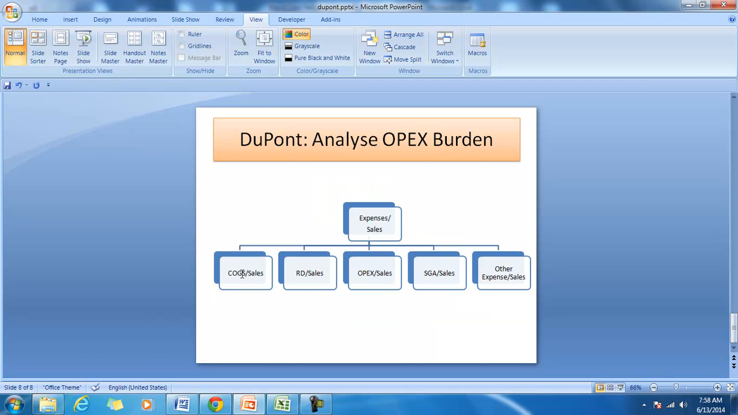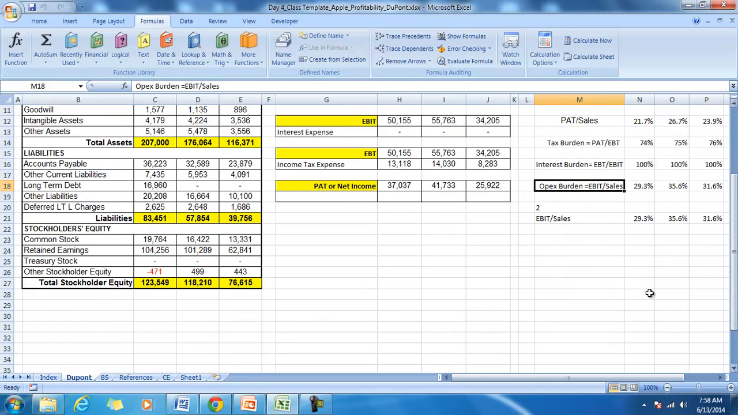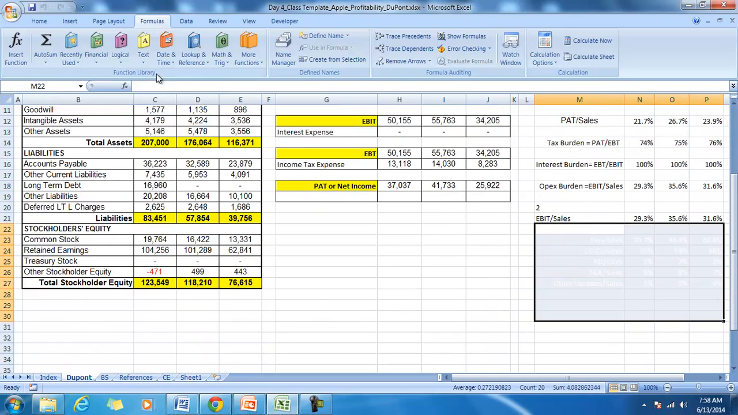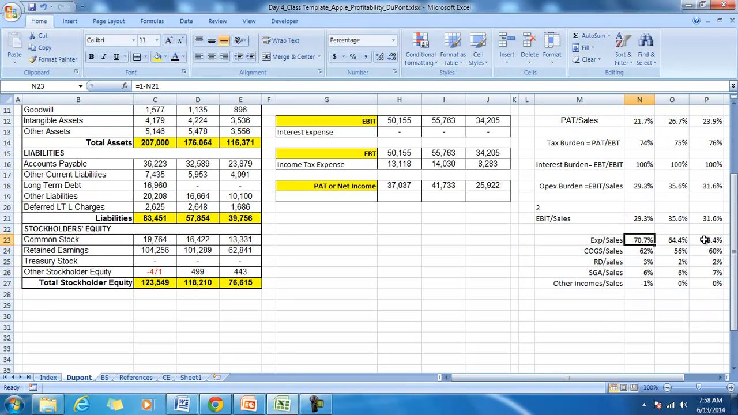OPEX consists of cost of goods sold, research and development, operating expense, selling and general administration expenses and other. So which expense is responsible for such high expense? That means around 70% of the sales is going in the form of expenses. We can examine that. Around 70%, and over a period of time it has been increasing marginally.